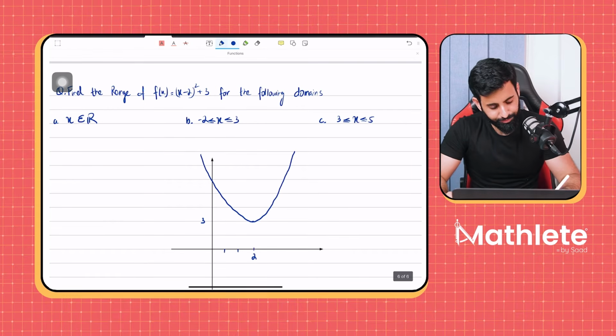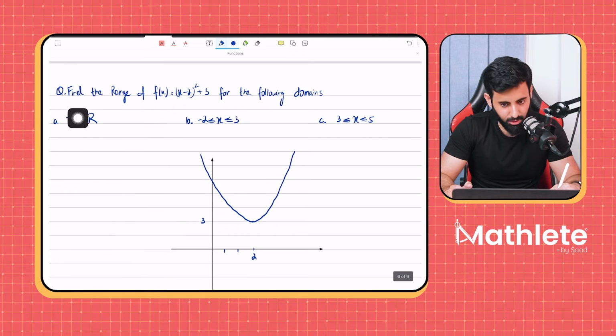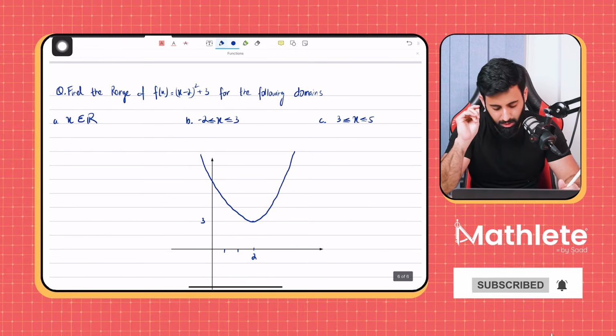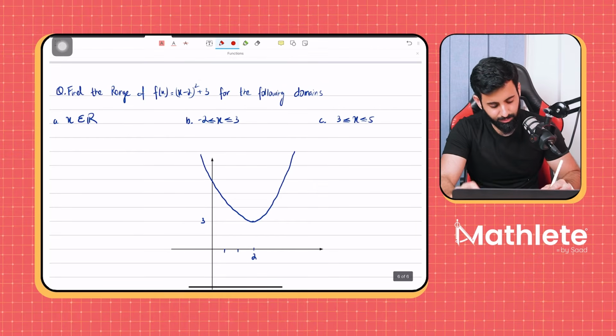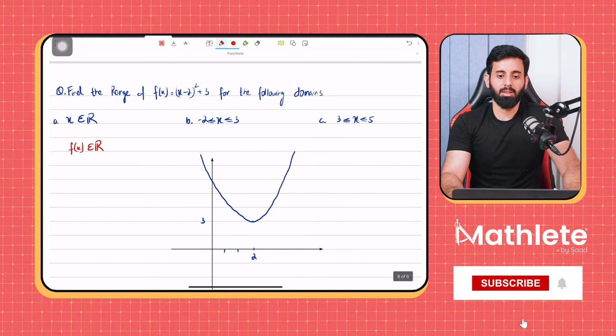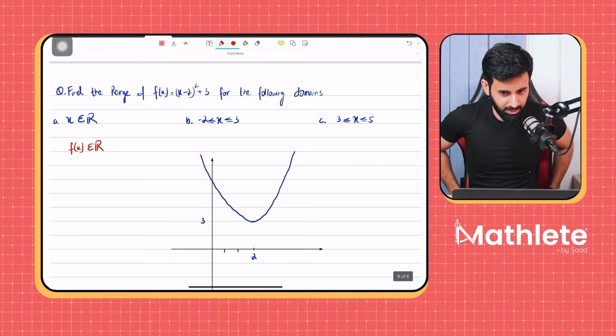Now in the first part, there is no restriction. The domain is not restricted. That means you can plug in positive infinity, you can plug in negative infinity. So if I say that the range for the first part is all real values, is that correct or not? Think about it before you answer. It's not correct. You're right, it's not correct. The question is why?